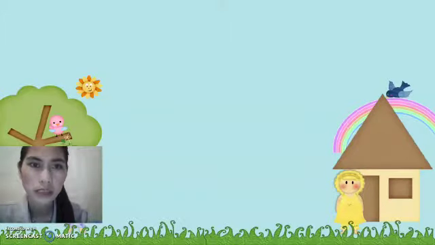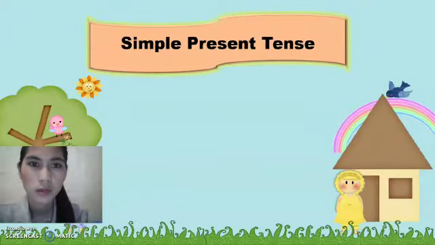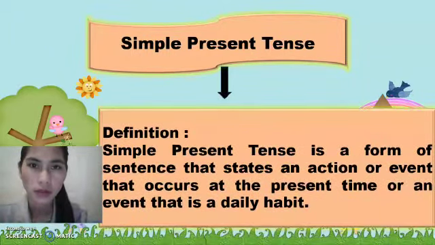And now I will discuss about simple present tense. What is simple present tense? The definition of simple present tense is a form of sentence that states an action or event that occurs at the present time or event that is a daily habit. For example, daily habit is I usually wake up at 6 in the morning. There is one example of daily habit.